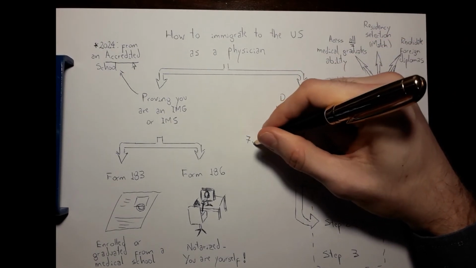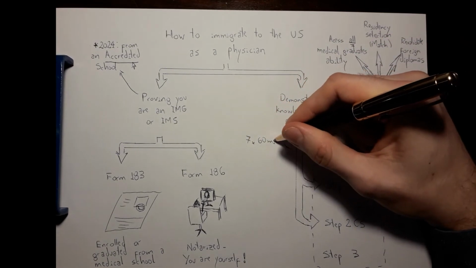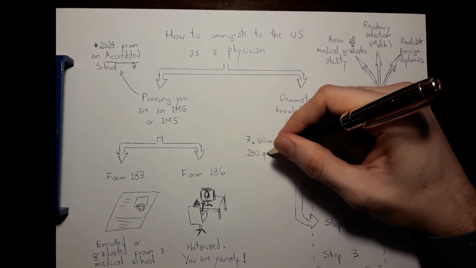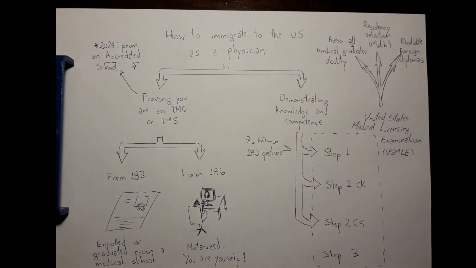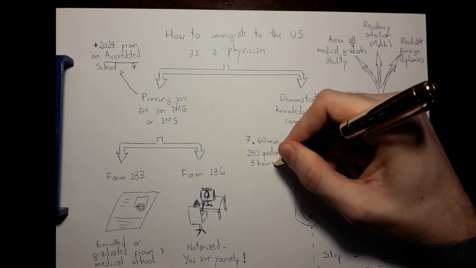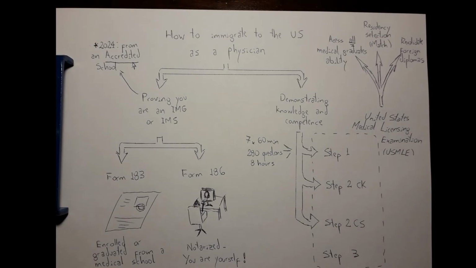Concerning the tests themselves, Step 1 is composed of 7 blocks of 1 hour with 280 questions in total. You also get a 1-hour break to distribute between blocks as you see fit. Step 1 encompasses basic disciplines: pathology, physiology, pharmacology, biochemistry and nutrition, microbiology, immunology, anatomy and embryology, histology and cell biology, behavioral sciences, and genetics.